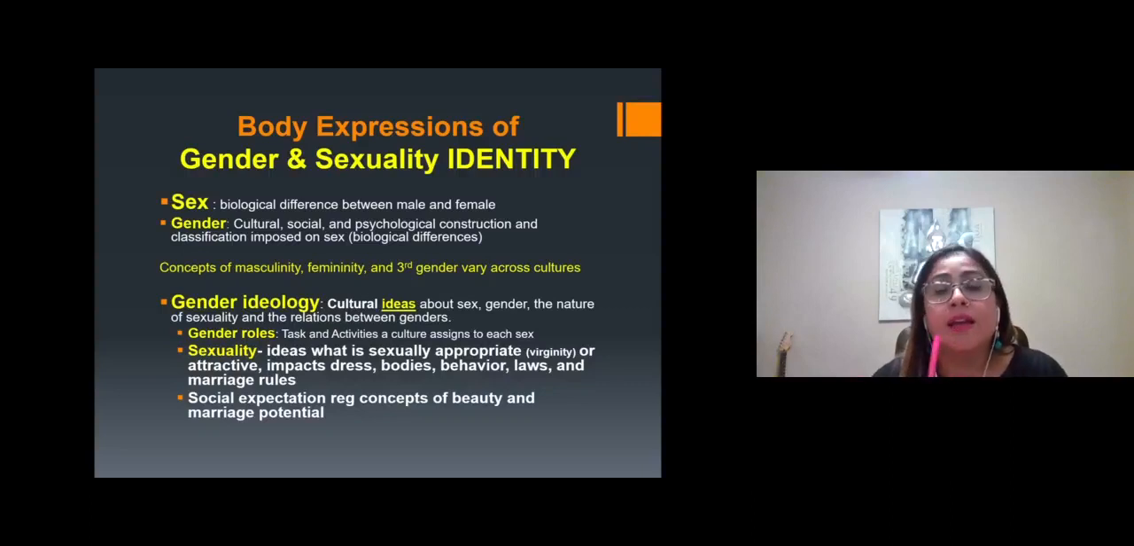All right. So now we'll go into gender and sexuality identity. Let me start by distinguishing the terms. When we talk about sex, this is the biological difference between male and female. What sexual organ they were born with, and that's it. But when we talk about gender, this is more complex. This has to do with ideas rooted in culture, in society. They could be psychological constructs and classifications that people impose depending on the society, on the culture.